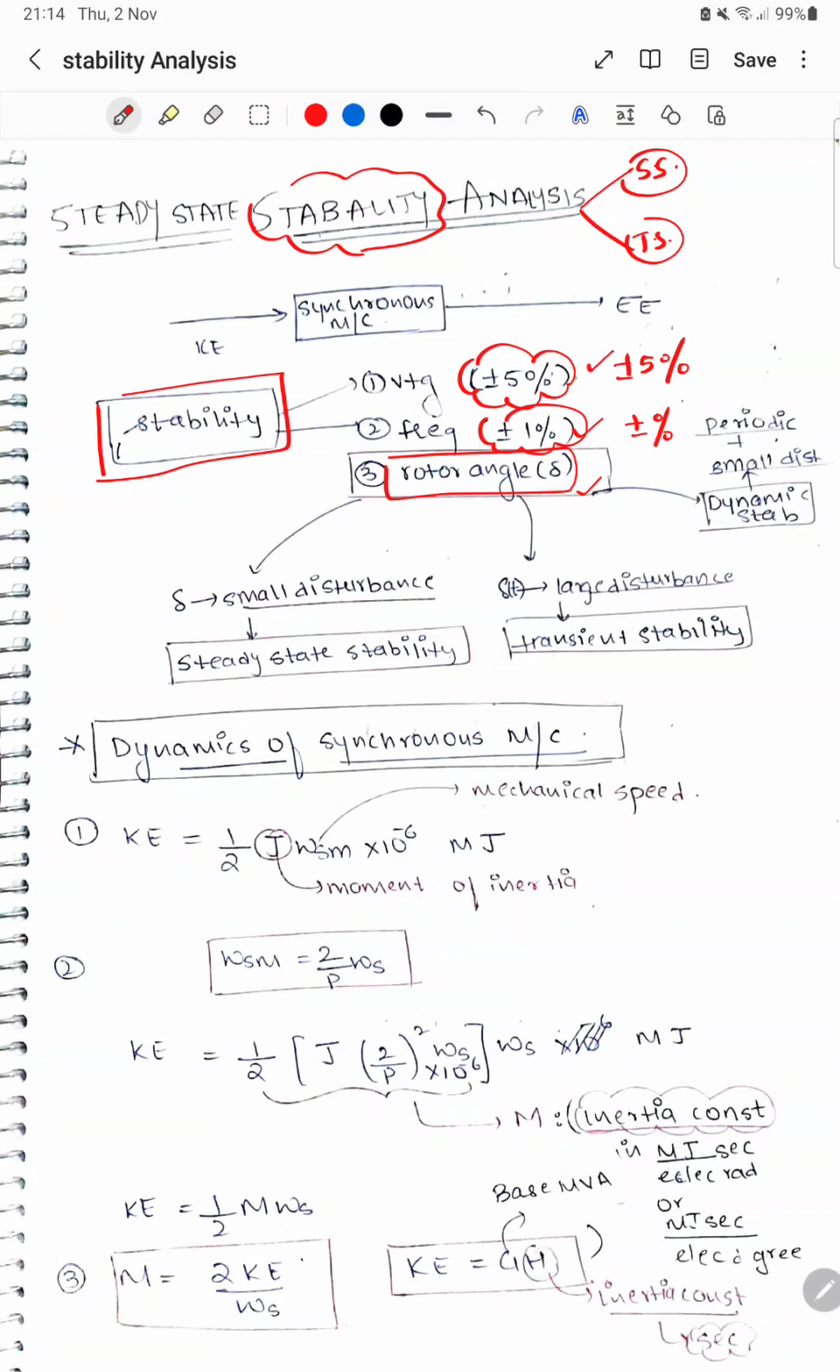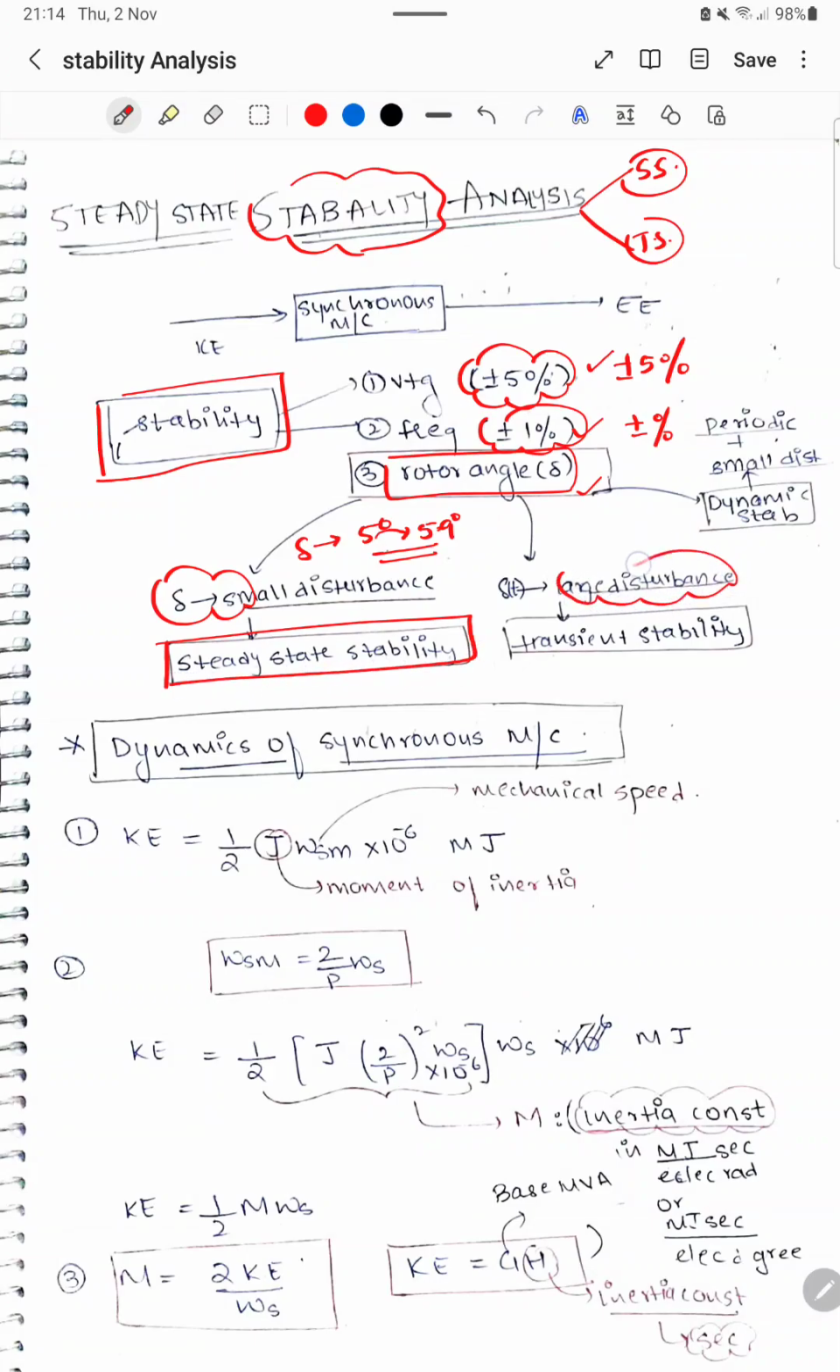For small difference of delta, for very small disturbance, for example, let's say initially delta is 5 degree and it got disturbed and finally it settled down to 5.9 degree. In such small disturbance cases, we use steady state stability.